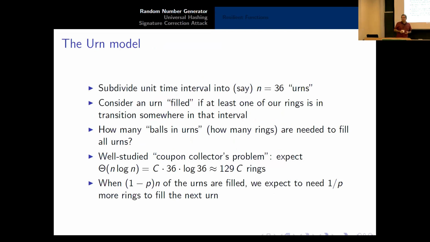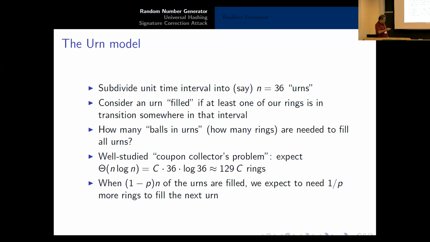We said, okay, let's assume the period is split into urns, these little intervals, maybe 3 to 5%. If it's, let's say, 5%, you will have 20 urns. And you want to be able to sample from an urn. What we can do is bring in multiple rings and take their outputs and combine them. And the question is, how many rings do we need to fill out the entire spectrum?